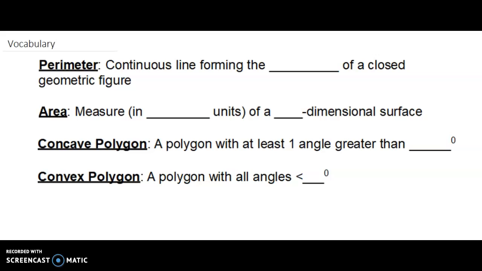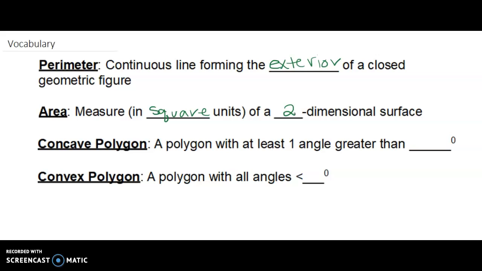So let's do a quick reminder of some things. Just remember the perimeter is the continuous line forming the exterior or outside of a closed geometric figure. Area then, remember we're in square units, and area is the amount of two-dimensional surface. So like a piece of paper would be area because you have left and right and up and down.